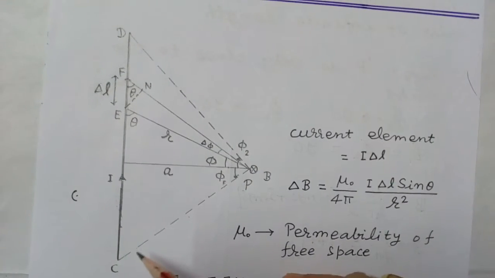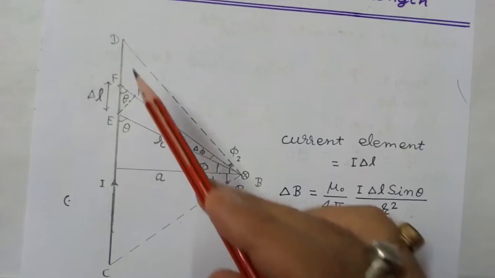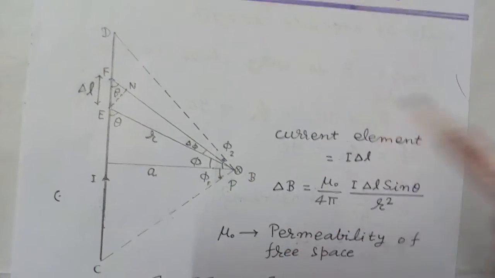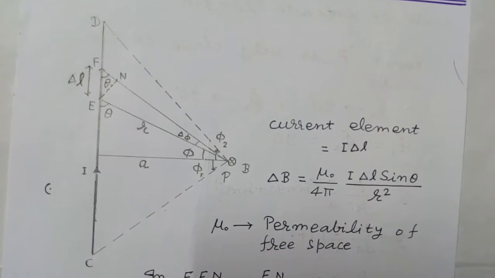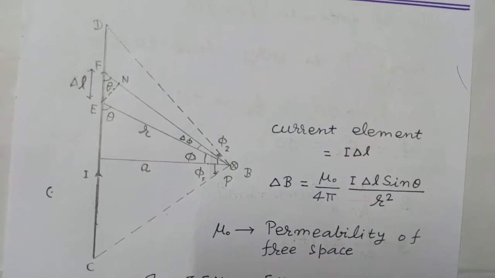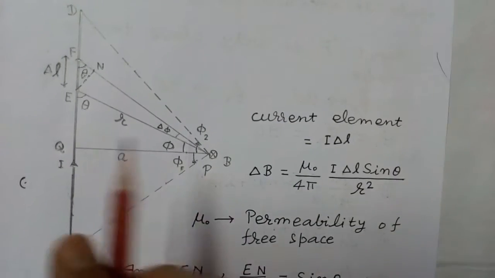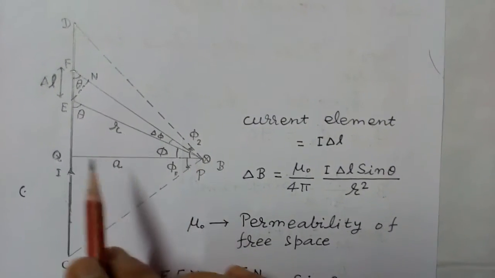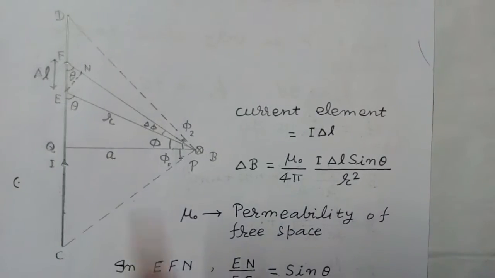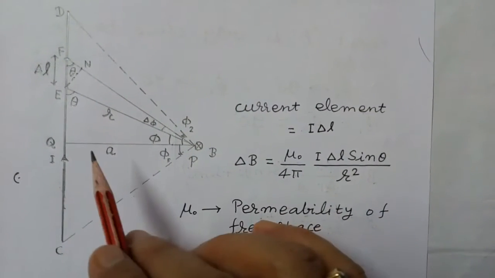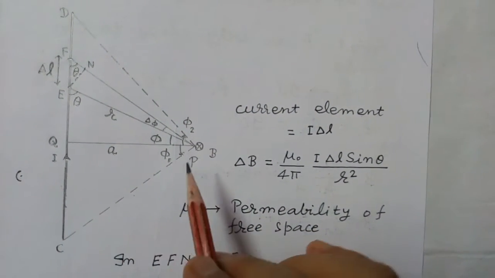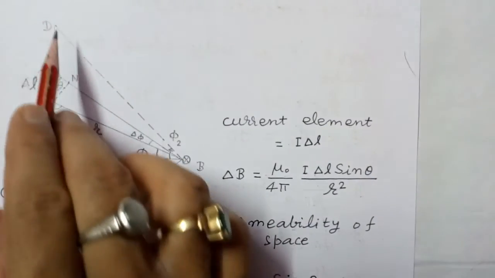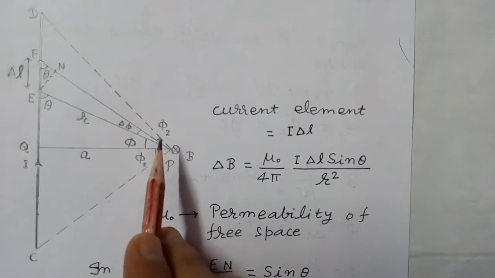Now join the ends of this wire C and D to this point P, and suppose the distance of this point P from the wire is small a. So this distance QP is equal to small a. PQ is perpendicular on this wire. Now this angle QPC is equal to phi 1 and this angle DPQ is phi 2.